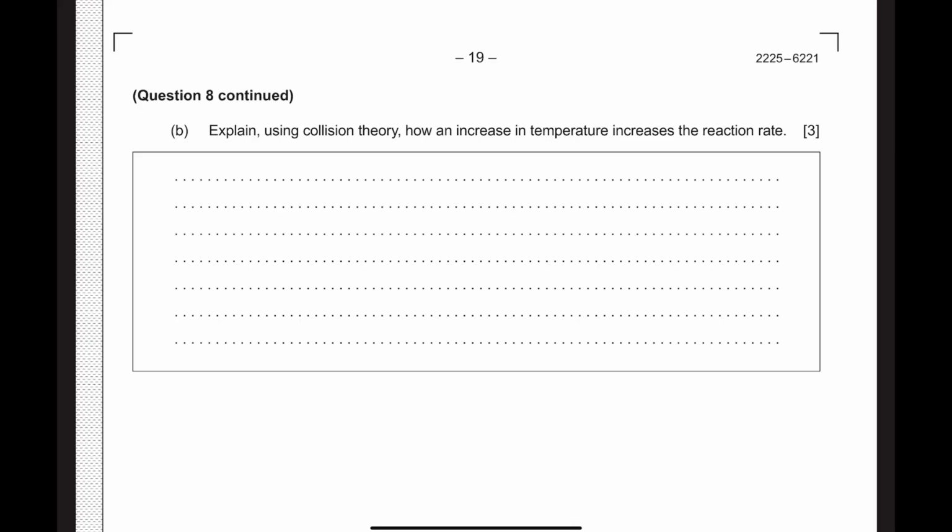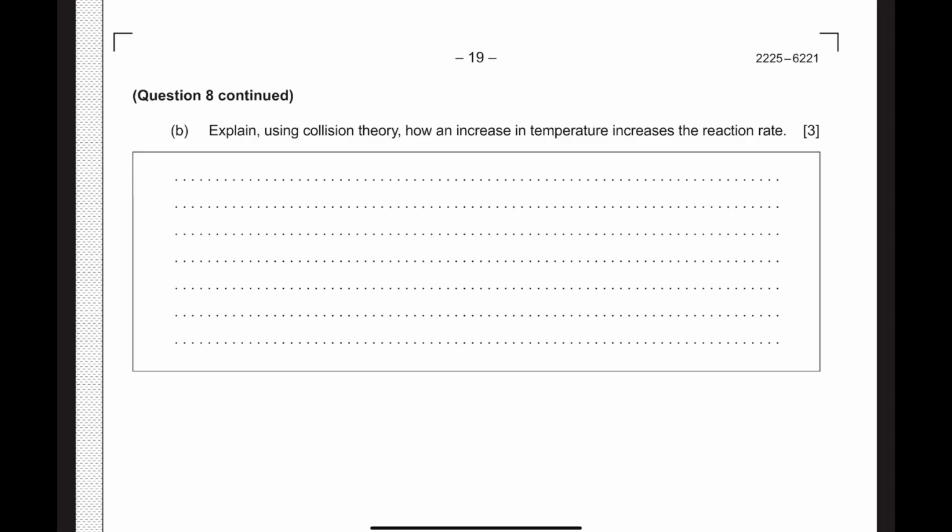Now for this next question, we have to explain how increasing temperature increases the rate of reaction using collision theory. So basically, when we increase temperature, the main change is the molecules will have more energy. If the energy of molecule increases, you have more molecules which have energy greater than the activation energy. When molecules have more energy, they'll also have more kinetic energy, so their speeds will also increase. As they move faster, the number of collisions will increase per unit time.